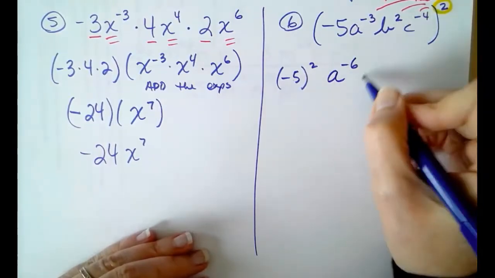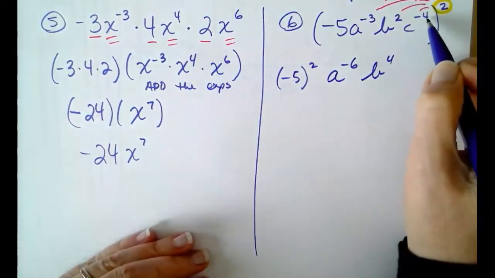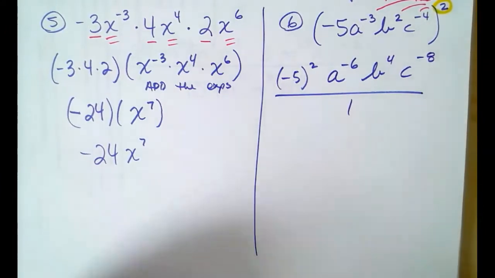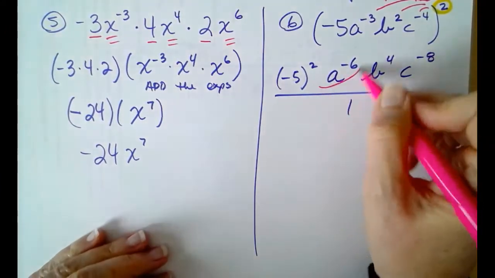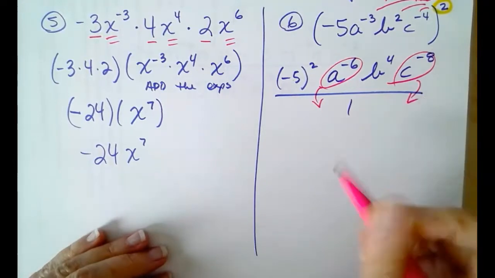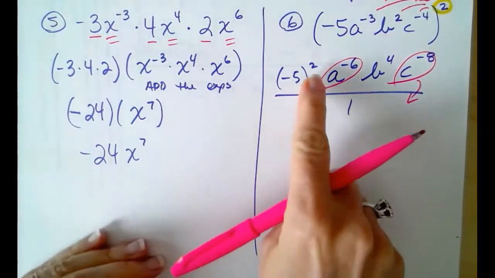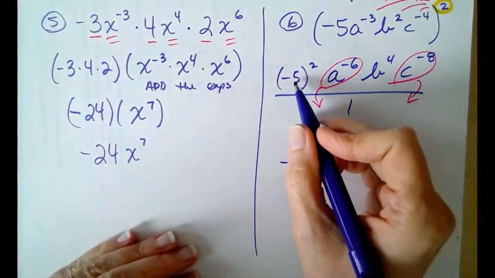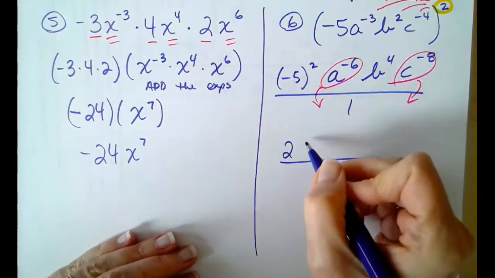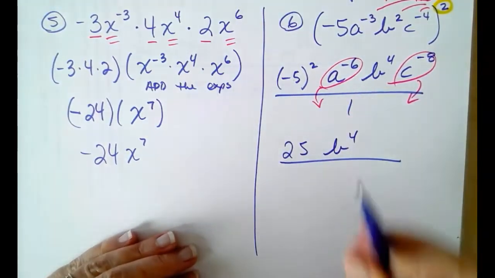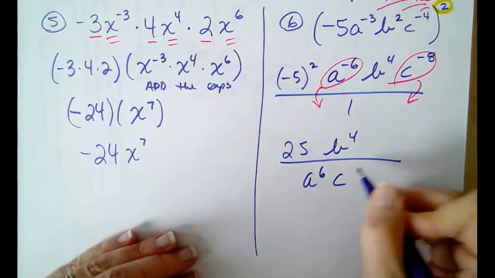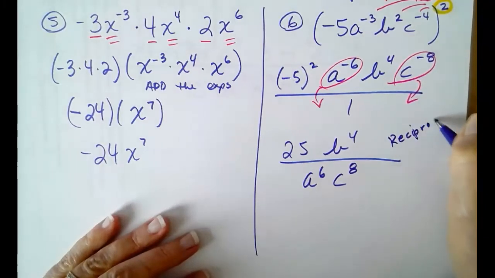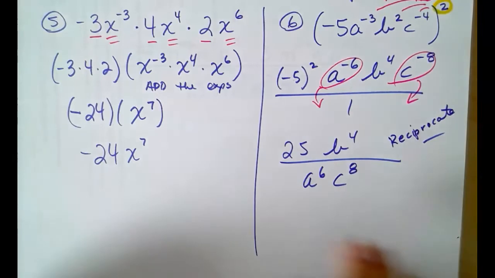B squared squared. That's b to the 4th. C to the negative 4th squared. That's c to the negative 8th. That's all over 1. And everywhere that we have a negative exponent, we will be flipping it. This coefficient is negative, but its exponent is positive. It stays on the top. Negative 5 times negative 5 is 25. B to the 4th stays on the top. A to the 6th goes to the bottom. And c to the 8th goes to the bottom. We reciprocate negative exponents.